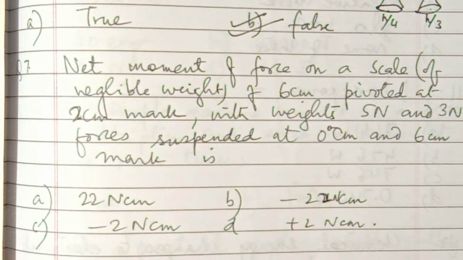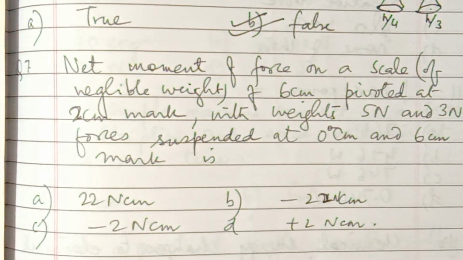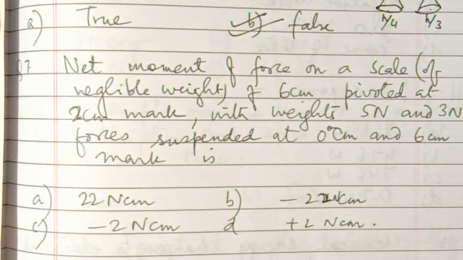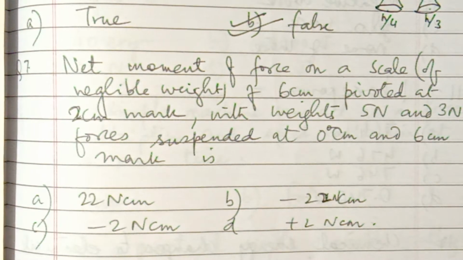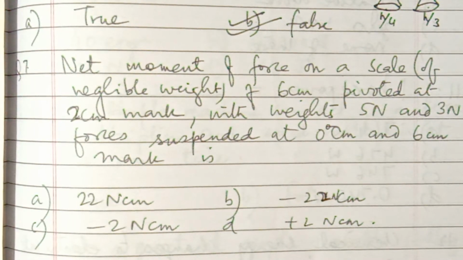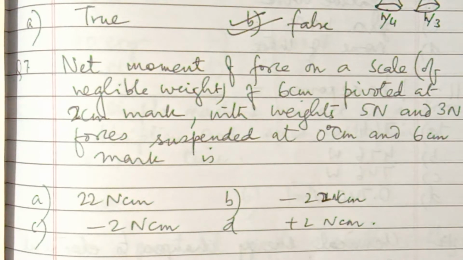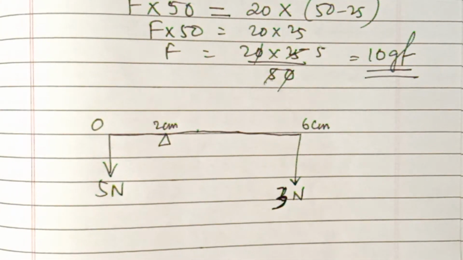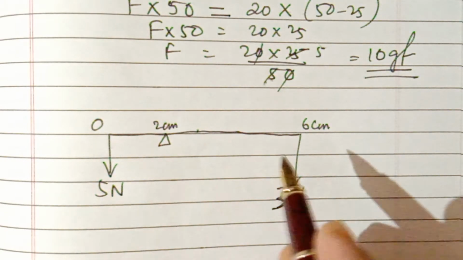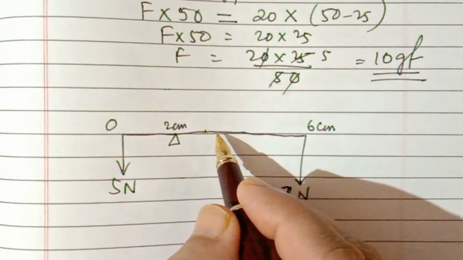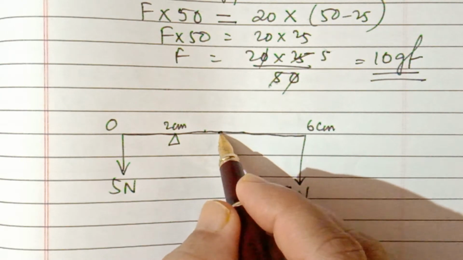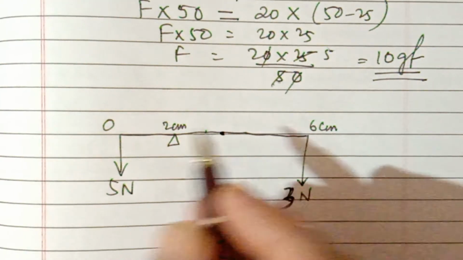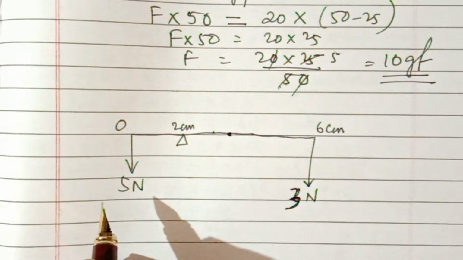Weights are suspended, 5 Newton at 0 centimeter and 3 Newton at 6 centimeter. So this is the diagram. Here the weight of the scale is negligible, so we will not take any weight at the center of gravity. Okay, so that's why negligible weight is given there.